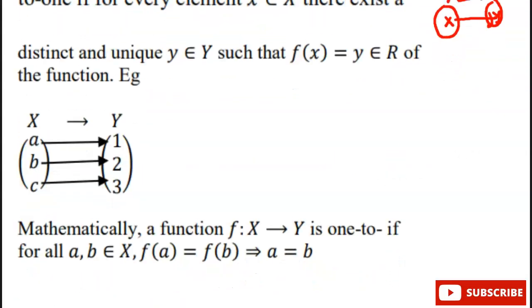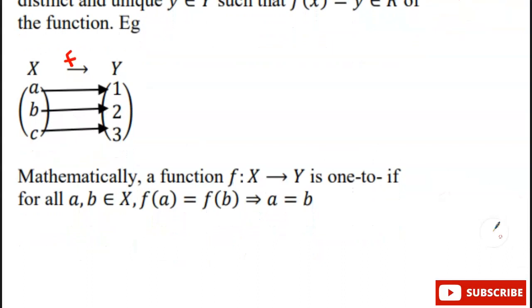You can get a better view looking at this diagram. We have two sets, set X and set Y. A function f is taking elements in the first set to elements in the second set. Now look at the mapping. A maps to 1, B maps to 2, C maps to 3. So each element here has one and only one image in the second set. Then we call that function one-to-one.